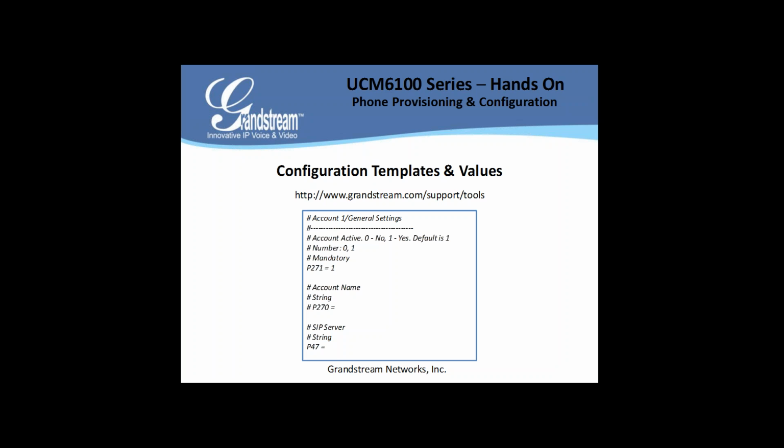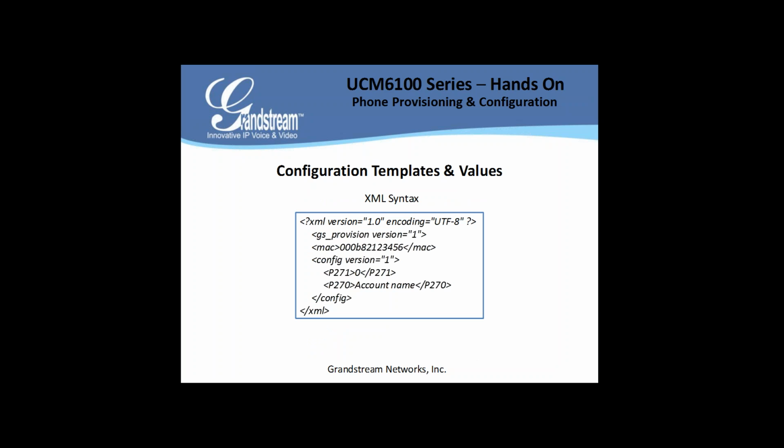You can download this file from that address. It'll give you a list of which P-values apply, depending on the model or device. Any ones that you want to use, uncomment them, and they'll be applied. Anything that's commented out won't be applied. And this is just the format of the XML. It's just standard XML format. You see there MAC, where you list the MAC address of the device, and then the P-value inside the brackets is the value for that setting, either yes or no or some other value. For example, P271 is going to be 0 for that one, and P270 is going to be the account name.